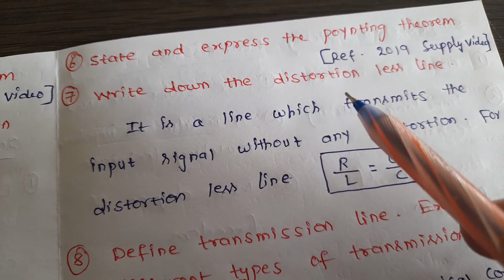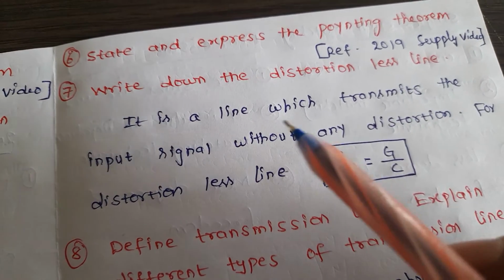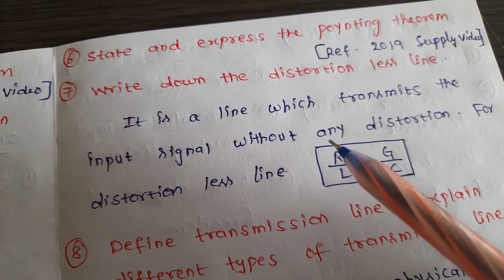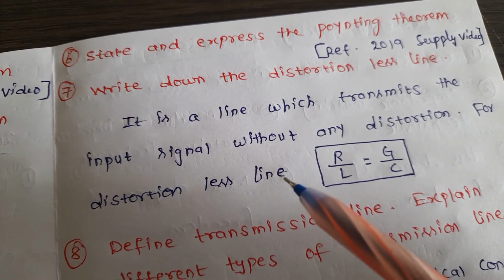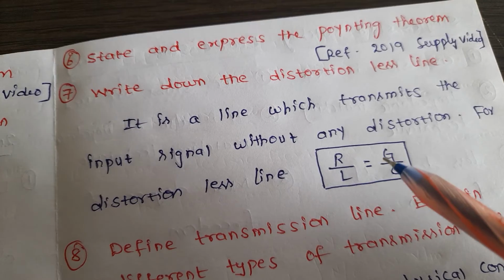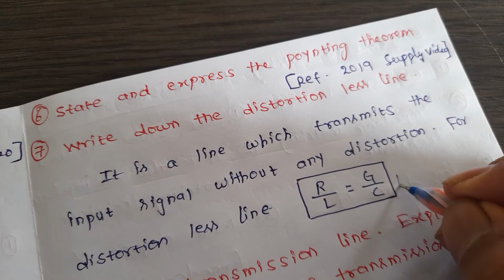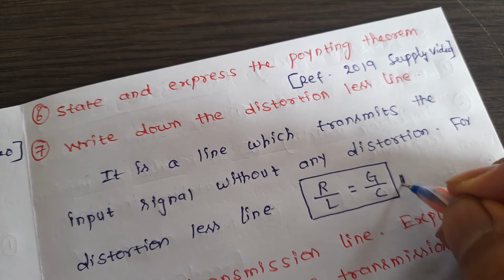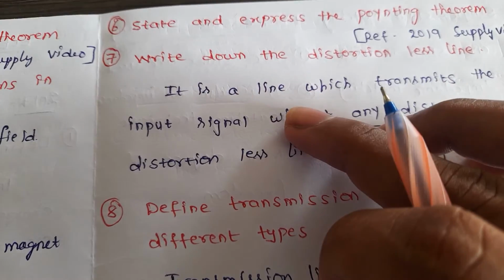Next, write down the distortion-less line. In the name itself it is clear, distortion-less line. It is a line which transmits the input signal without any distortion. For distortion-less line, R by L is equal to G by C. This is the condition you have to write. If you didn't write this condition, they are not going to consider this question for your validation.